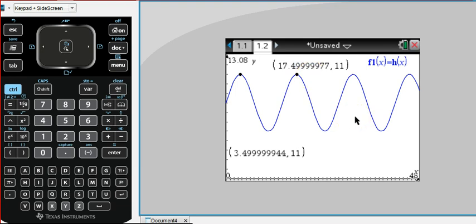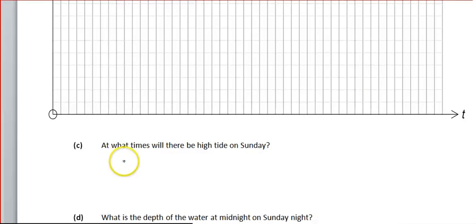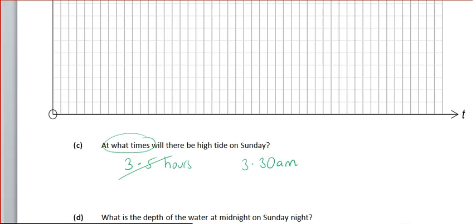happens at 17.499 hours. So when you're answering that question, please be really careful that you're not going to be writing in here 3.5 hours. The question's asking you at what time. So it's not 3.5 a.m., it's 3:30 a.m. in the morning. And then the other answer was 17.5, which is 5:30 p.m. So you do need to make your answers address the units of the question.